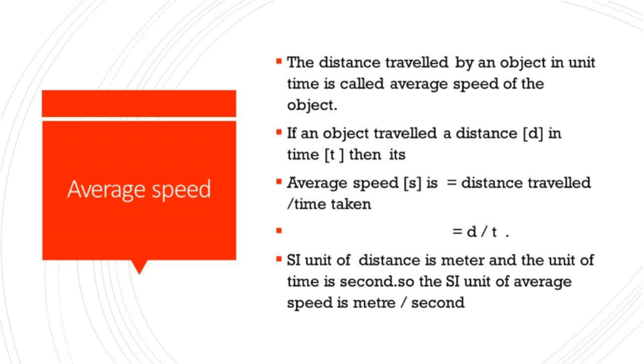Average speed. By calculating the average speed of an object, we can say which object is moving slow and which object is moving fast. So, what is the definition of speed? The distance traveled by an object in unit time is called the average speed of the object. If an object traveled a distance d in time t, then its average speed s is equal to distance traveled by time taken, that is d by t. The SI unit of distance is meter and the unit of time is second. So, the SI unit of average speed is meter per second.